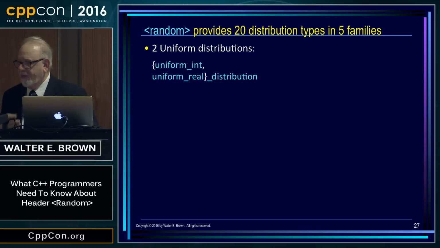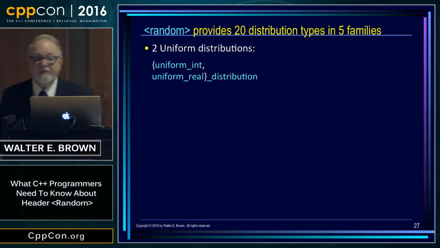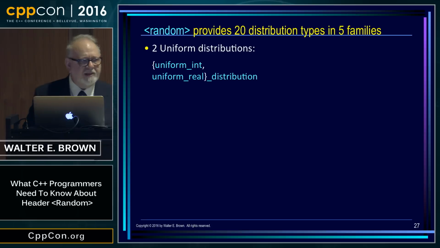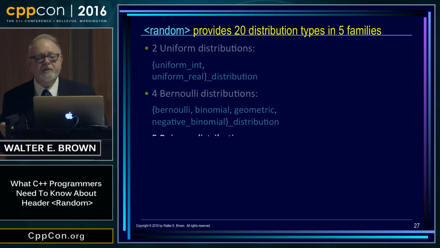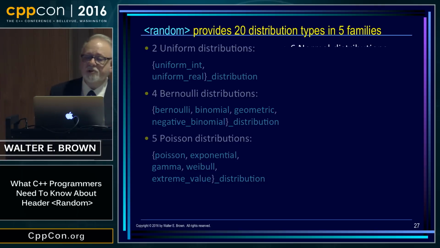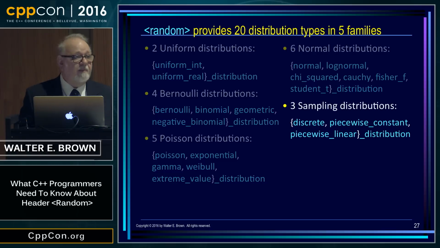I've told you about all the engines in the standard library. Let me tell you a little bit about the distributions. There are 20 of them. We categorize them in 5 families. 2 of them are the uniform distributions, one for int, one for floating point, known as real. 4 of them are classified as Bernoulli distributions. 5 of them are Poisson distributions. 6 of them are normal distributions. 3 of them we classify as sampling distributions.